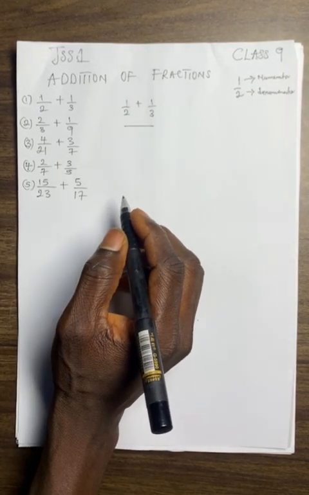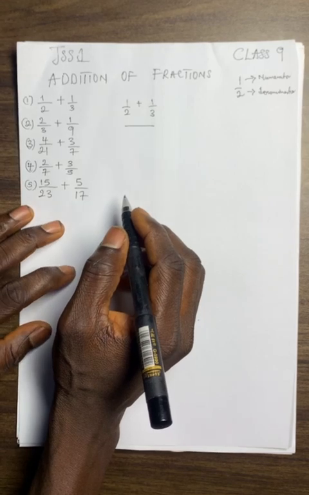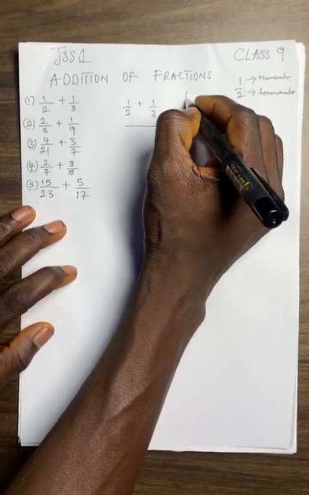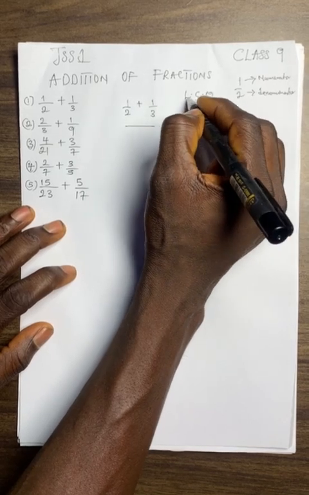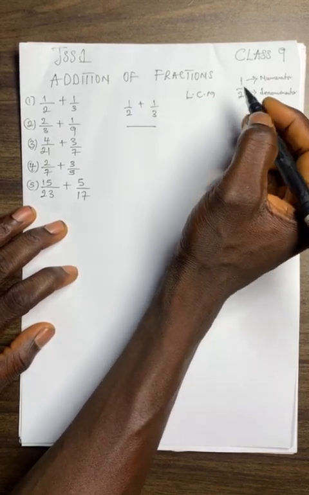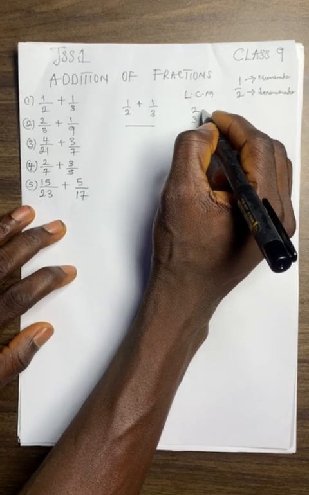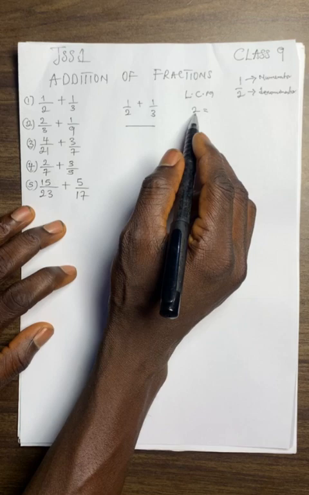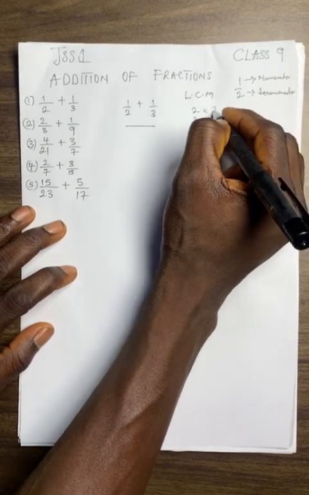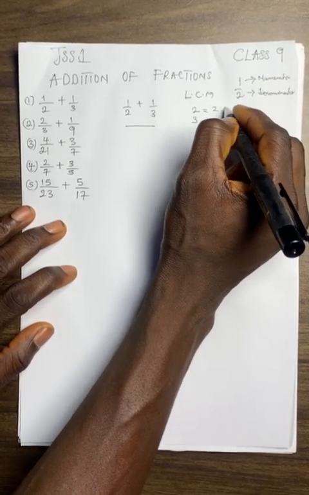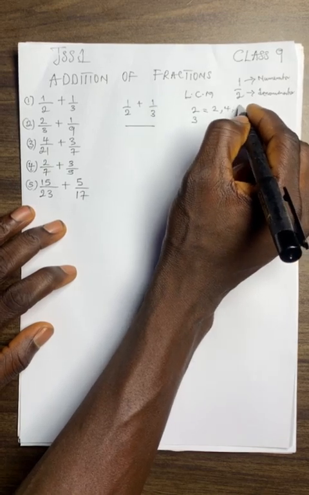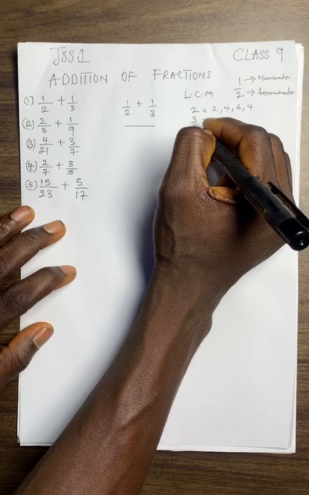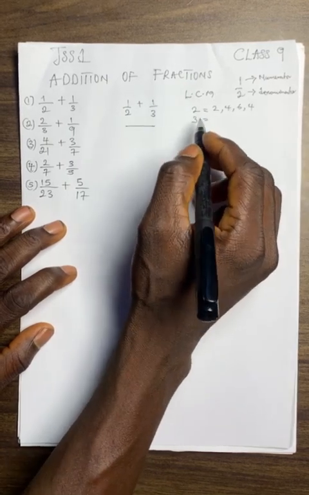So what are we going to do? We look for the lowest common factor. How are we going to do that? We look for the LCM of the denominators. Looking for the LCM, that is the lowest common factor. This is 2 and this is 3. As we look for the common factor of 2, just multiply 2 by 1 first, you have 2. Multiply 2 by 2, you have 4. Multiply 2 by 3, you have 6. Multiply 2 by 4, you have 8.